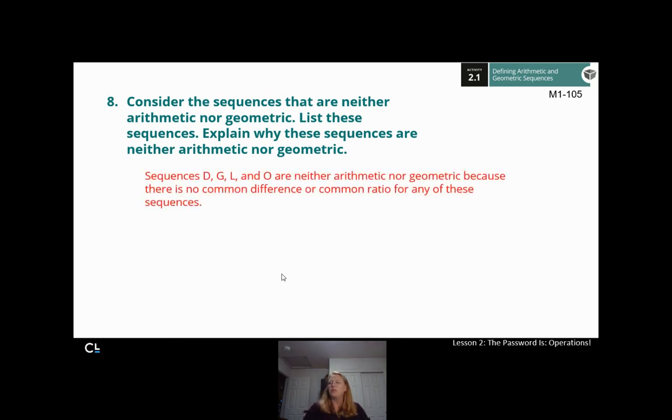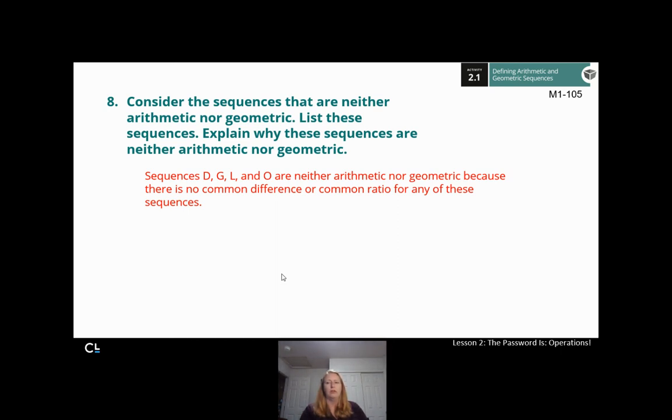So the other sequences that just didn't fall into either category of arithmetic or geometric, those would be sequences D, G, L, and O. They are neither arithmetic nor geometric because there was no common difference or common ratio for any of these sequences. They definitely had a pattern. They all had patterns, but not add the same thing, add the same thing, add the same thing, or times the same thing, times the same thing, times the same thing. And there wasn't a common difference or common ratio for any of these sequences. So we're going to toss those 4 out.